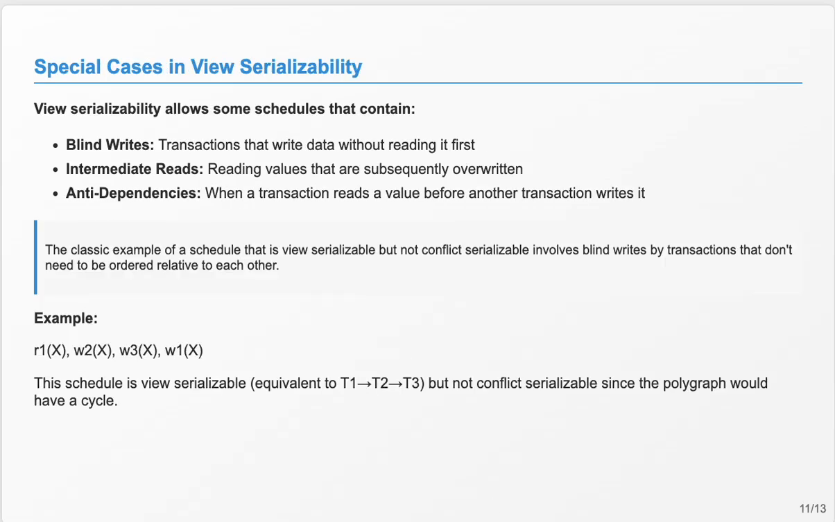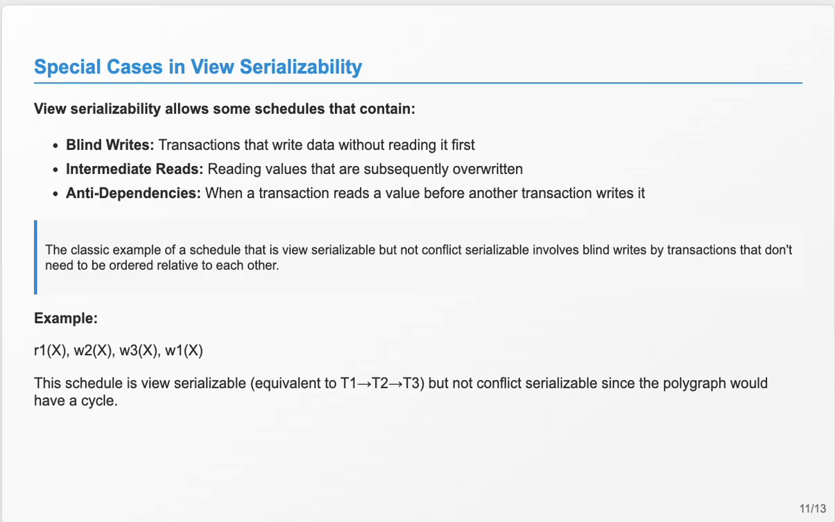So here are some special cases in view serializability. View serializability allows schedules that contain blind writes, as we have already seen, and anti-dependencies, and intermediate reads. A classic example of a schedule that is view serializable but not conflict serializable involves blind writes by transactions that do not need to be ordered relative to each other.